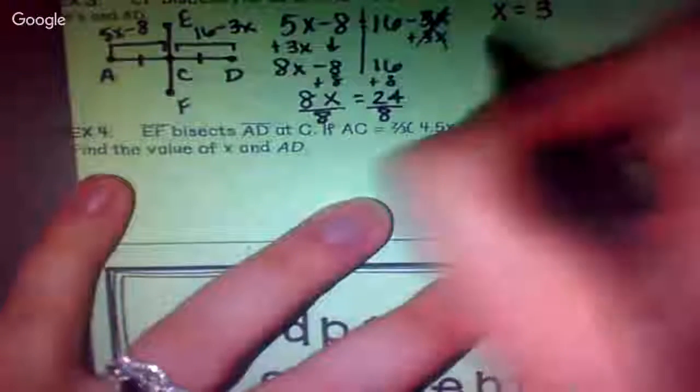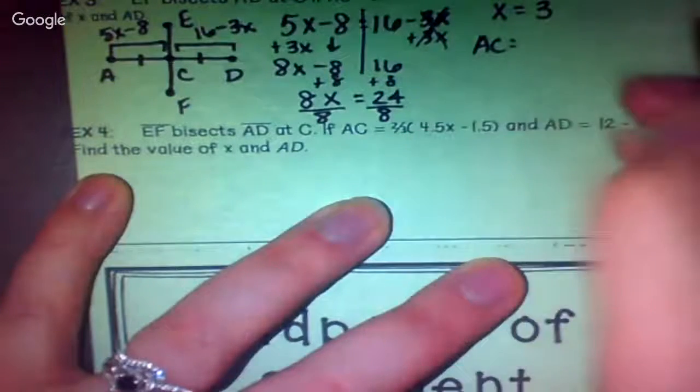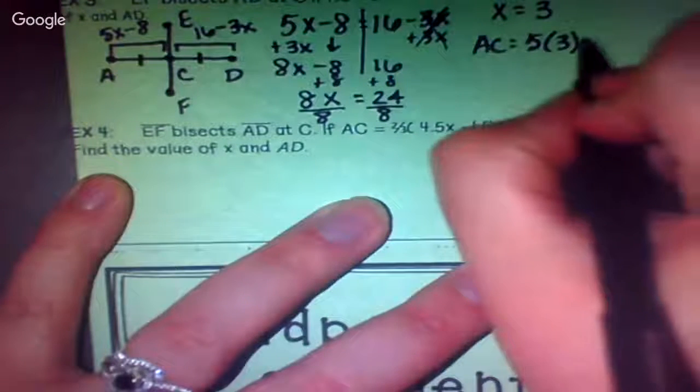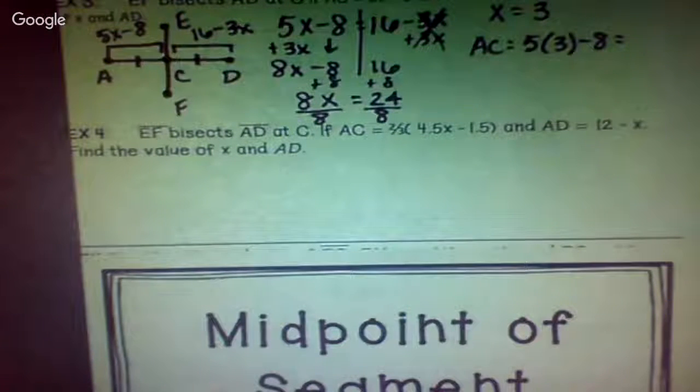A to D is what? Anthony Davis. Yeah. Okay. You can lump them together, or there's another way to do it. So let's just solve for AC first. AC, we know is 5 times x, and we know our x is 3. And then we need to subtract 8. So what's 5 times 3? 15. Minus 8. 7.